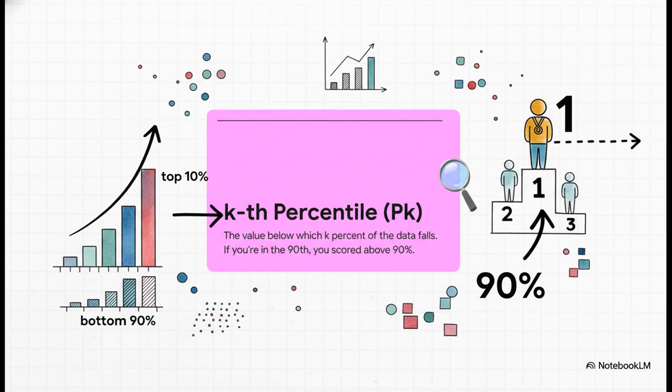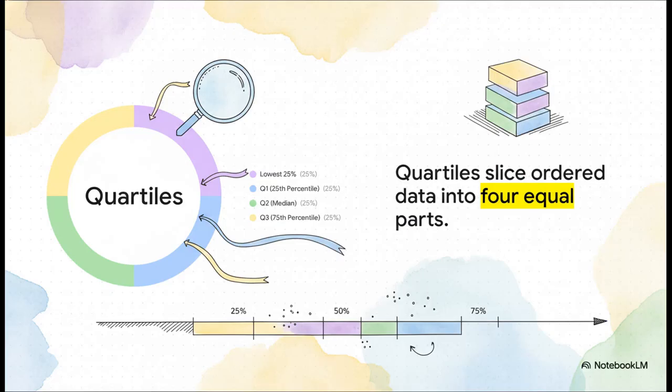It means you outperformed 90% of all the other people who took it. It's all about your rank, not just your performance. Now, quartiles are really just specific percentiles that we use all the time. They work by taking all your data, lining it up in order, and then slicing it into 4 equal parts.